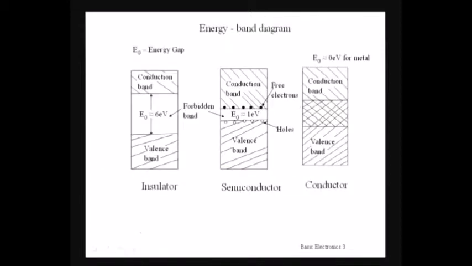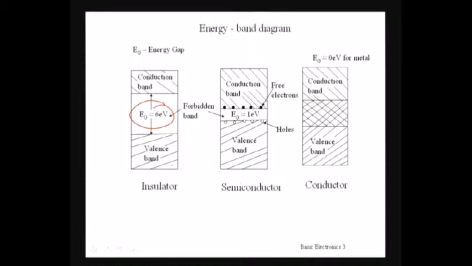Now if we consider these three, insulator, conductor and semiconductor, and see their energy band diagrams, we find that the energy gap between the valence band and the conduction band in an insulator is very high. It is around 6 electron volt, as is seen here. This energy gap is a forbidden band, and the electrons will have to acquire this much energy to become conducting and enter the conduction band.